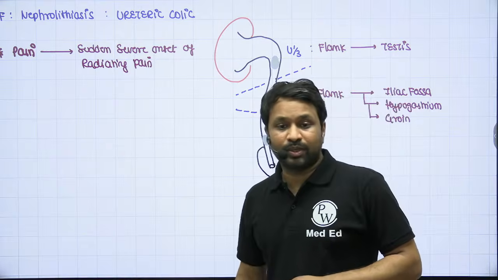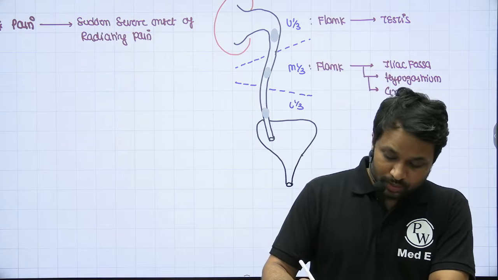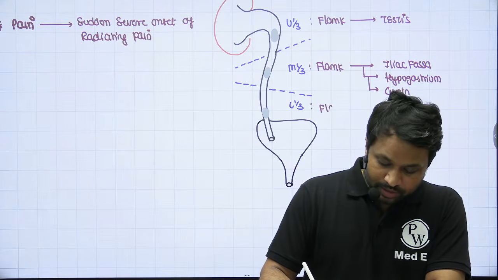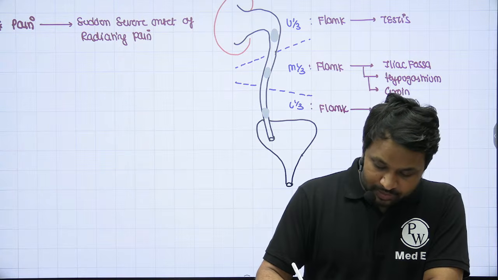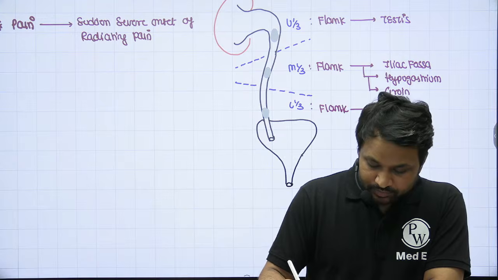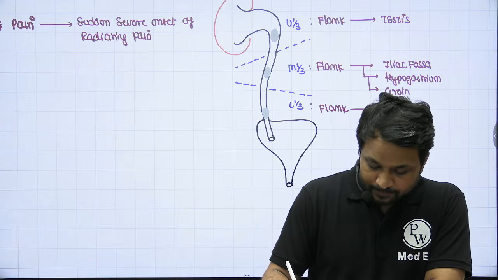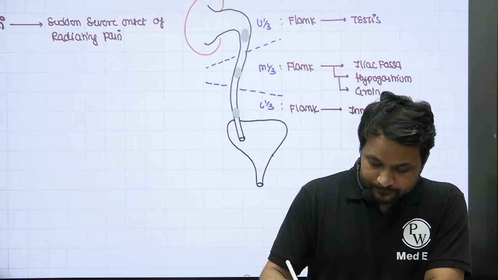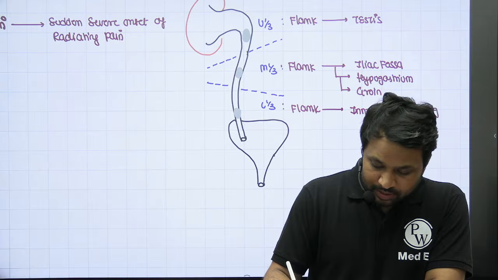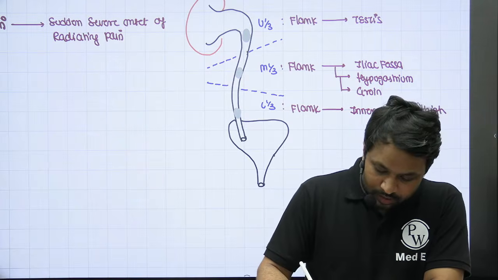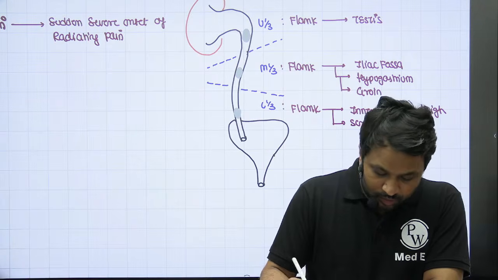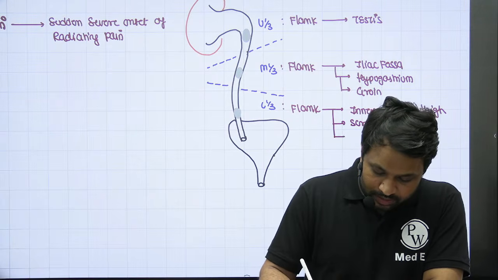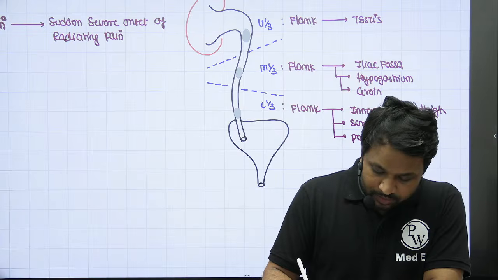So this is in the middle 1/3. If the stone is present in the lower 1/3, again it will start as a flank pain. It will then radiate to the inner aspect of the thigh, to the scrotum, as well as to that of the perineum.